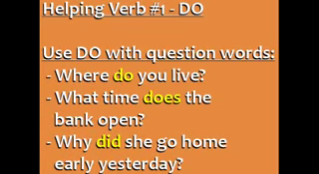When the question has a question word, you still use do after the question word. For example, where do you live? What time does the bank open? Why did she go home early yesterday?